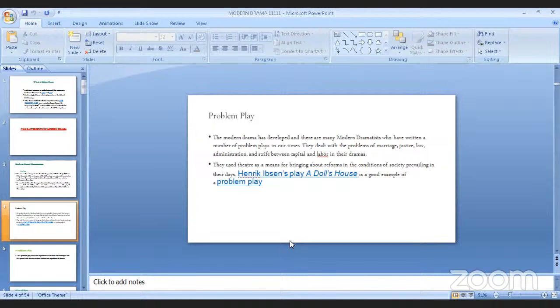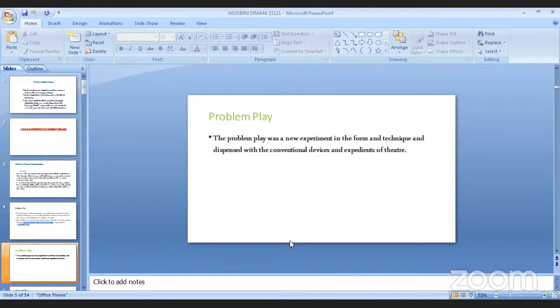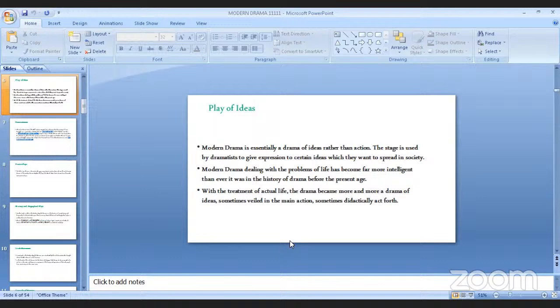The problem play was a new experiment in form and technique and dispensed with the conventional devices and expedients of theater. Modern drama is essentially a drama of ideas rather than action. The stage is used by dramatists to give expression to certain ideas which they want to spread in society. So, modern drama dealing with the problems of life has become far more intelligent than ever it was in the history of drama before the present age. With the treatment of actual life, the drama became more and more a drama of ideas, sometimes veiled in the main action, sometimes didactically artful.